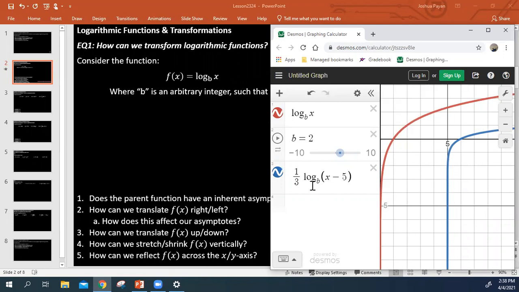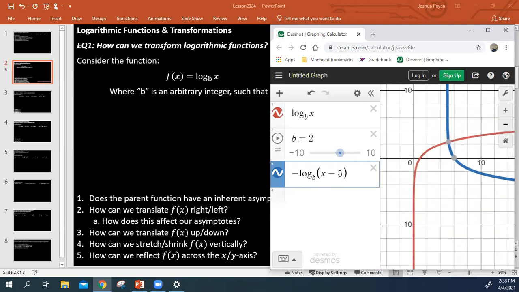How can we reflect across the x or y axis? So reflecting across the x-axis, well, that's as simple as putting just a negative for the most part, right? So if I go ahead and undo that, okay, so I can see that I've been reflected across the x-axis.